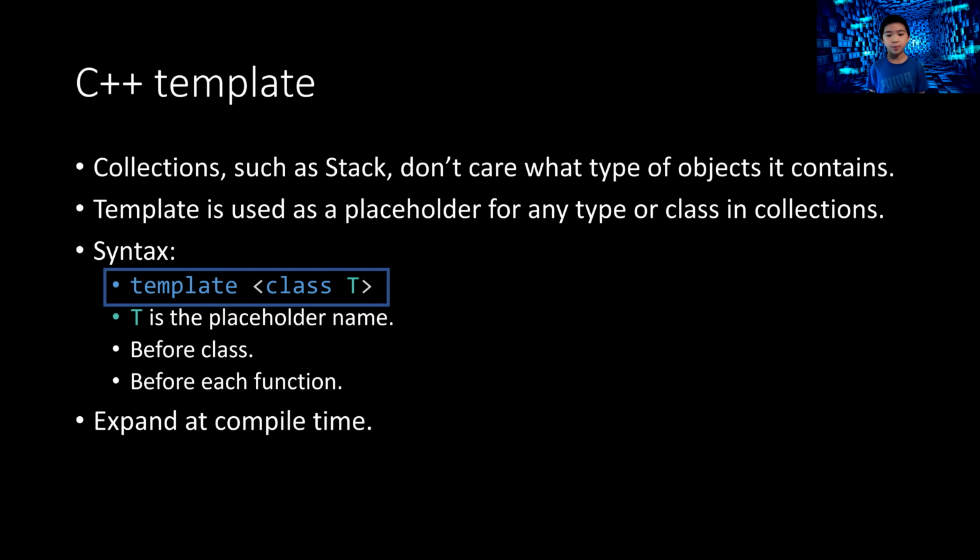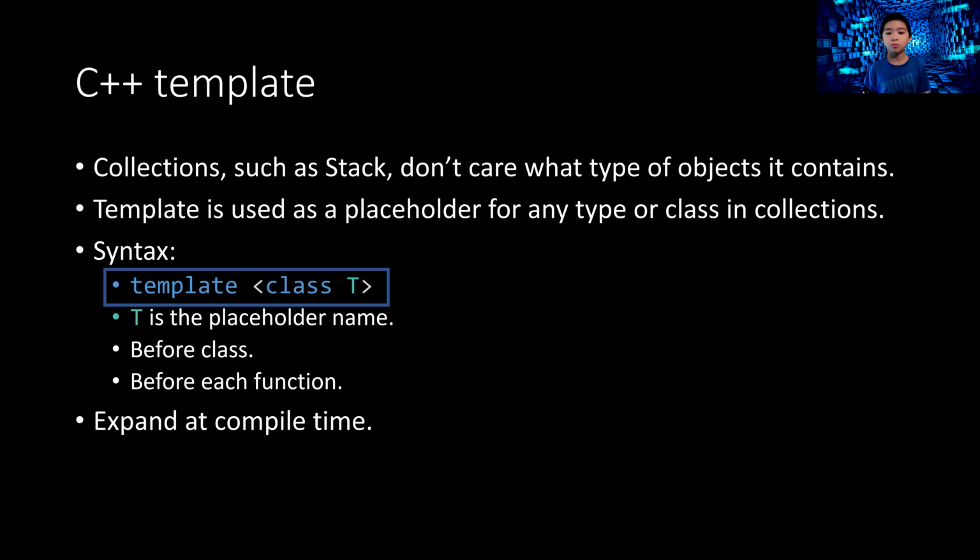Here's how you can use templates in your code. Use the keyword template followed by angled brackets. Then inside the angled brackets, you specify your placeholder name. Traditionally, people just use capital T as the name, but you can use any other name. Then put this line of code in front of the class or function you want to extend. Then you can use T just like a regular data type in your code.